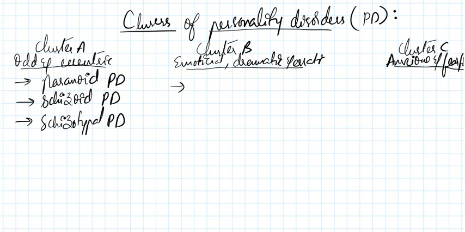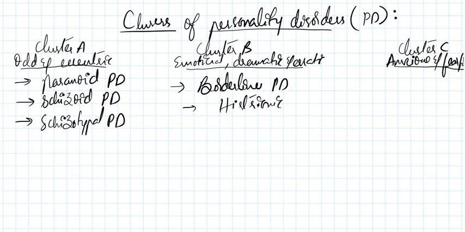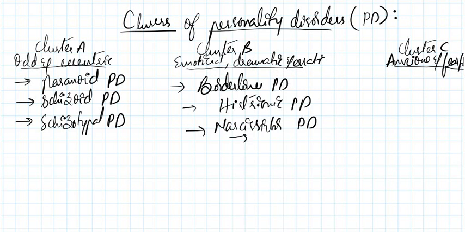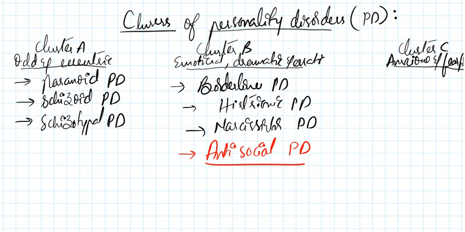Now coming to cluster B. Cluster B consists of borderline personality disorder as the first one, followed by histrionic personality disorder. The third one is narcissistic personality disorder. And the final one is antisocial personality disorder. Always remember, this final one is mostly given in the MCQ. Antisocial personality disorder comes under cluster B, which is emotional, dramatic, and erratic.